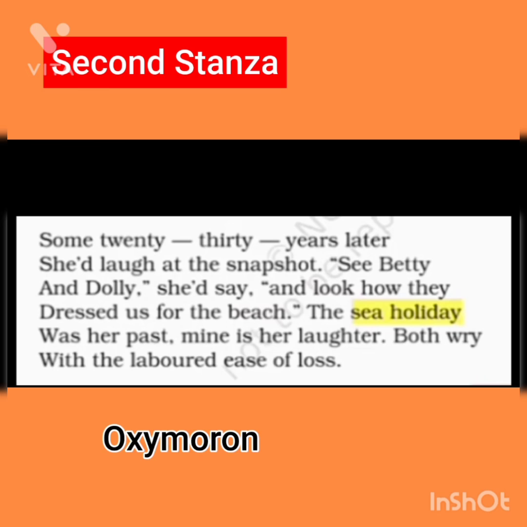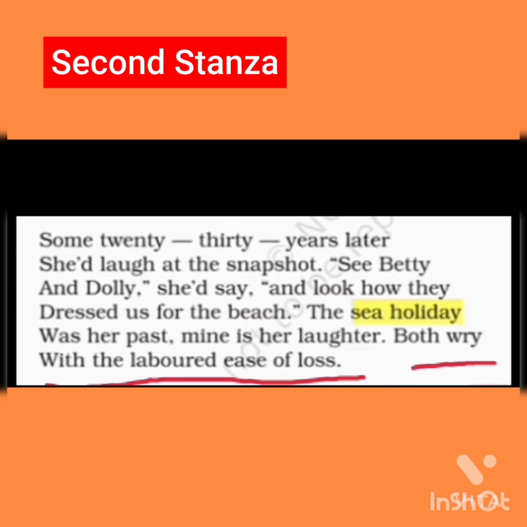Now, in the second stanza, the figure of speech oxymoron is used in the line both Ray with the laboured ease of loss. You can see over here both Ray with the laboured ease of loss. So here the laboured ease is an example of oxymoron. It means having two opposite words coming together to create a dramatic effect. For example, like open secret. Here laboured means done with great effort and ease means comfort. Both are different.